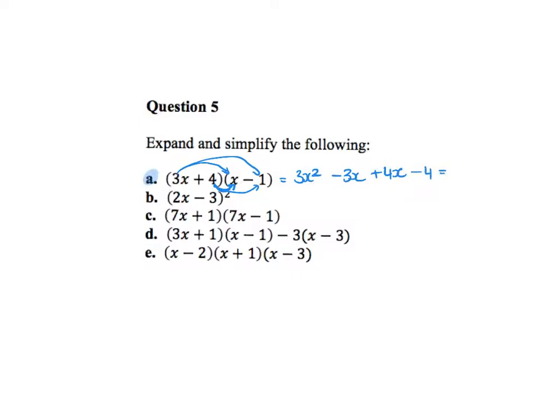Now these two in here are like terms. So I can group them together and simplify it. So it'd be 3x squared plus x minus 4. And this is our answer.